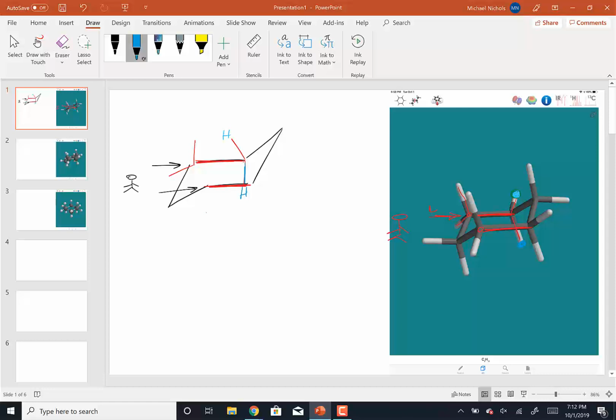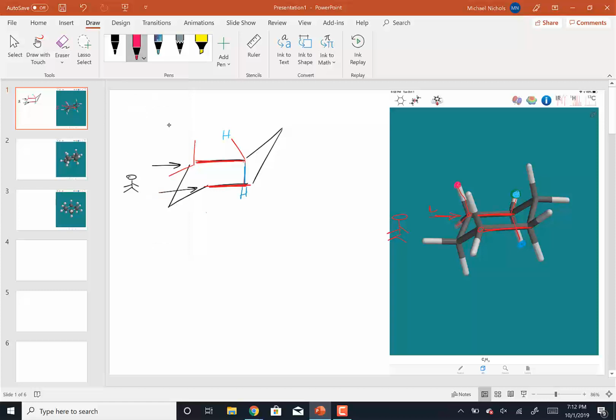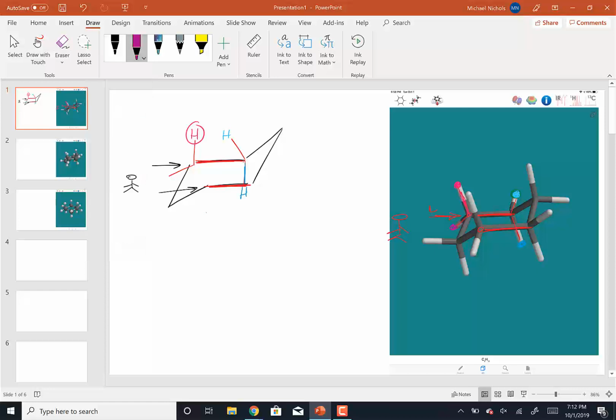On the front carbon, let's go with the pink. I'd have a pink hydrogen up here that's now axial. That would be this one. And then the equatorial position, we'll make it purple, would be this hydrogen down here. And so that would be that hydrogen. Okay. So if I'm looking at the top carbon-carbon bond, I'm seeing hydrogens that are in the front and the hydrogens in the back. So I've kind of color-coded those.